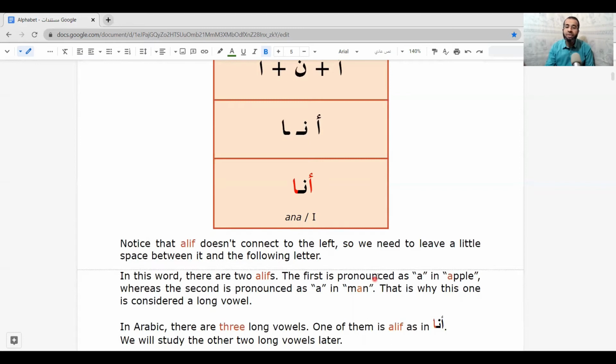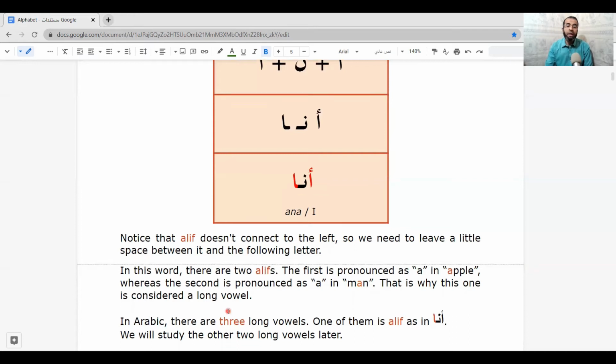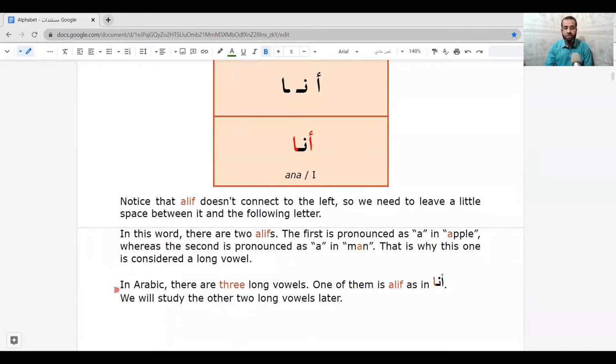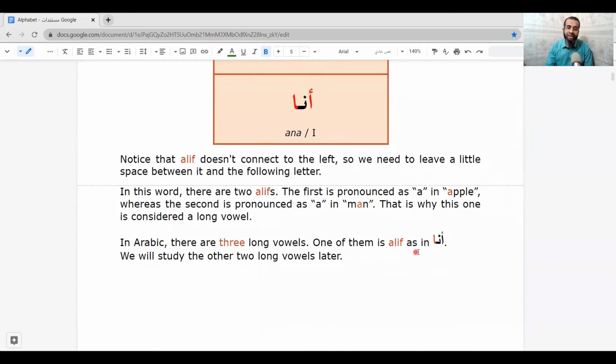In this word, there are two alifs, the first and the last. The first is pronounced as a in apple: a, apple, ana. Whereas the second alif is pronounced as a in man: a, man, ana. That is why this one is considered a long vowel. In Arabic, there are three long vowels. One of them is alif, as in ana, the last letter in ana. We will study the other two long vowels later.